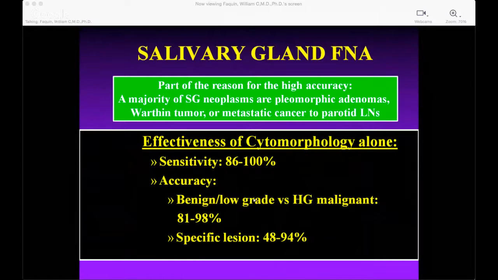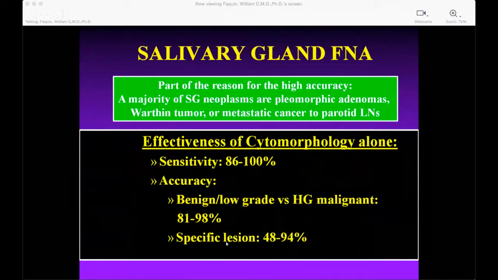So back to accuracy of salivary gland FNA, we do a very good job of distinguishing the benign and low-grade neoplasms from high-grade malignant tumors. And in just a moment, you'll see why that's very important in terms of driving clinical management. So we do a really good job of distinguishing these two groups.